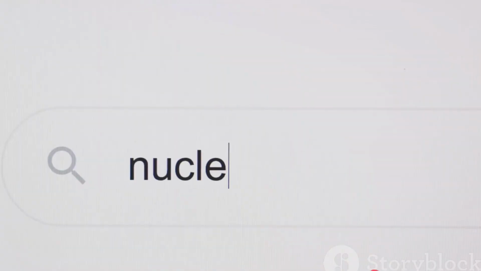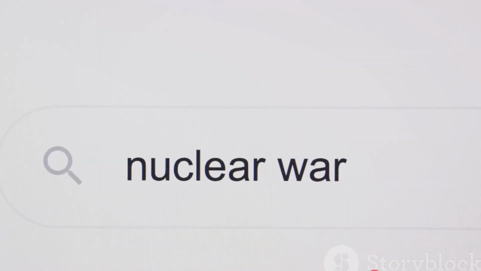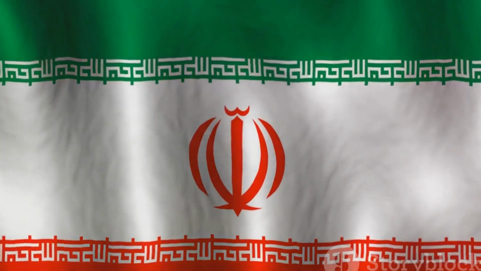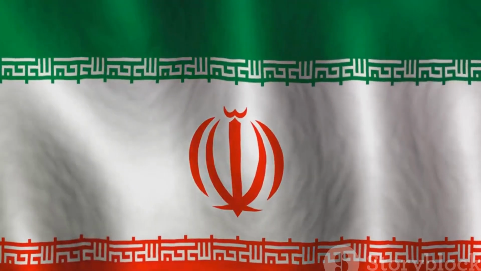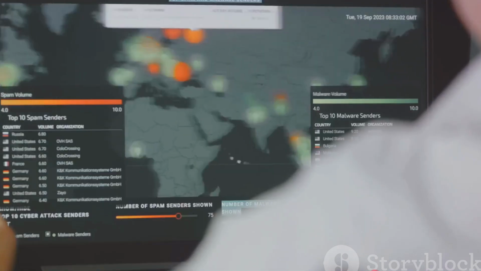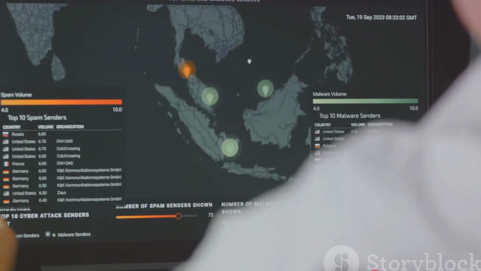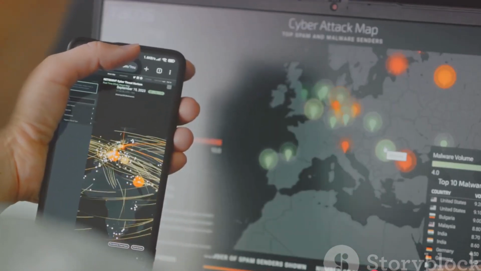Iran's pursuit of nuclear technology has been a source of concern for Israel and the international community. Israel, fearing a nuclear-armed Iran, has been at the forefront of efforts to prevent this from happening. This has led to a series of proxy wars and cyber attacks, with both sides attempting to destabilize the other.